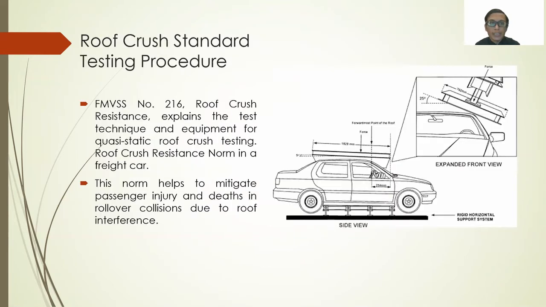(SWR). So in the roof crash test, the standard criterion is FMVSS 216. FMVSS 216 explains the test technique and equipment for quasi-static roof crash testing. It is a roof crash resistance norm in a freight car. This norm helps to mitigate passenger injury and death in rollover collision due to roof intrusion.